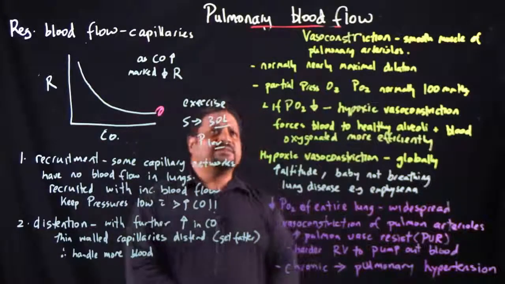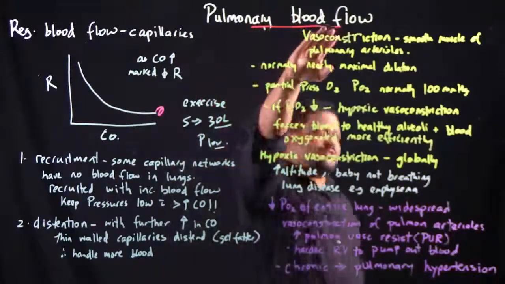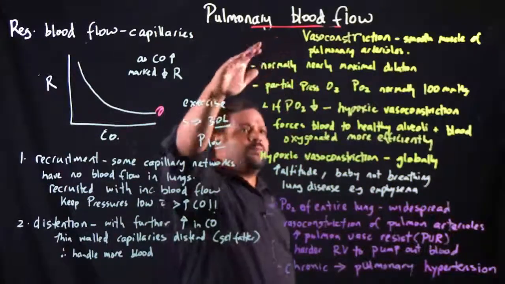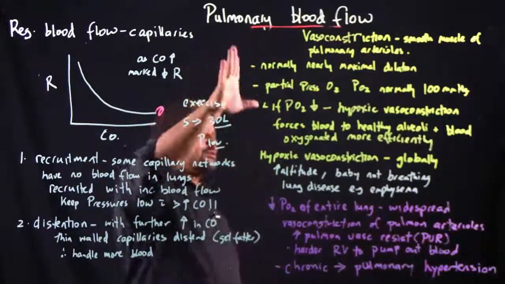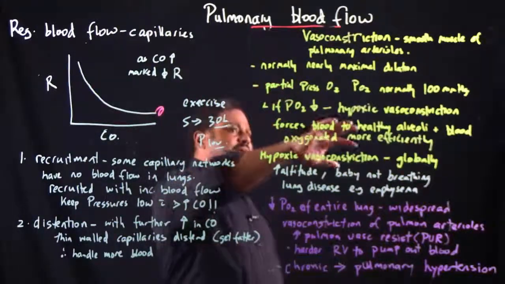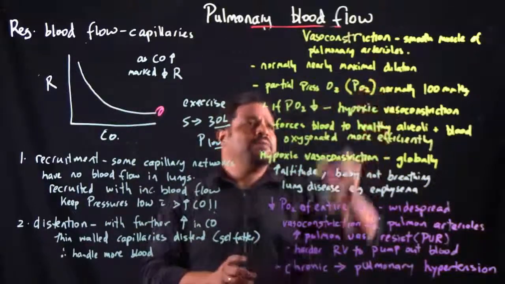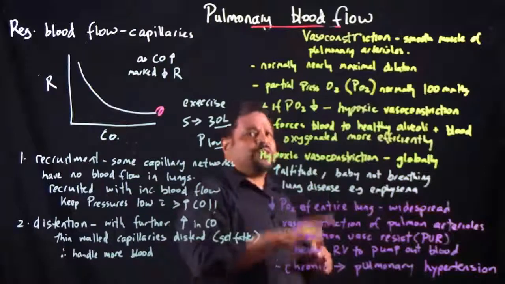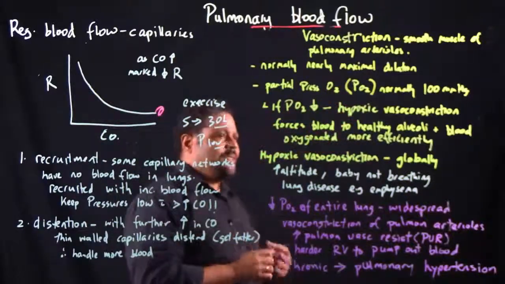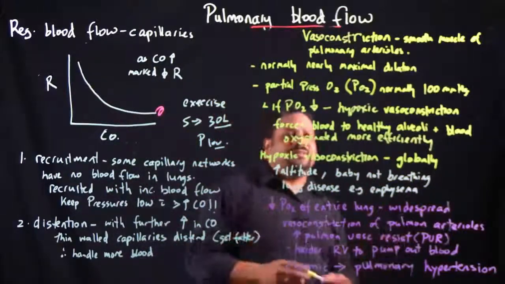Okay, so there's another way to control pulmonary blood flow, and that's by vasoconstriction of the smooth muscle of the pulmonary arterioles. Normally those arterioles are almost at maximum dilation, and the partial pressure of oxygen in the lungs, the PO2, is normally about 100 millimeters of mercury. If you decrease the partial pressure of oxygen, you get hypoxic vasoconstriction. What that does is force blood to the healthy alveoli, and the blood is oxygenated more efficiently.